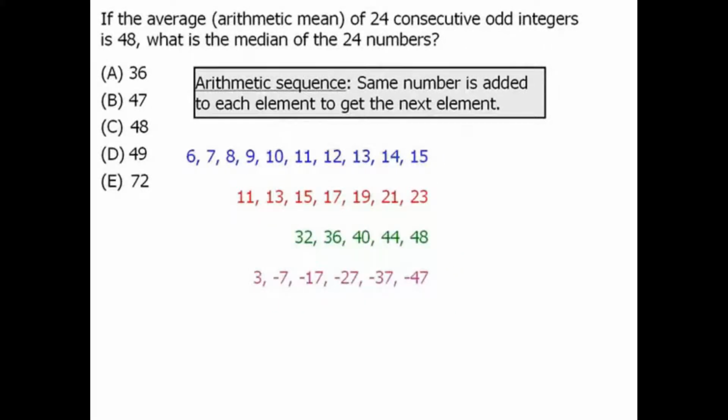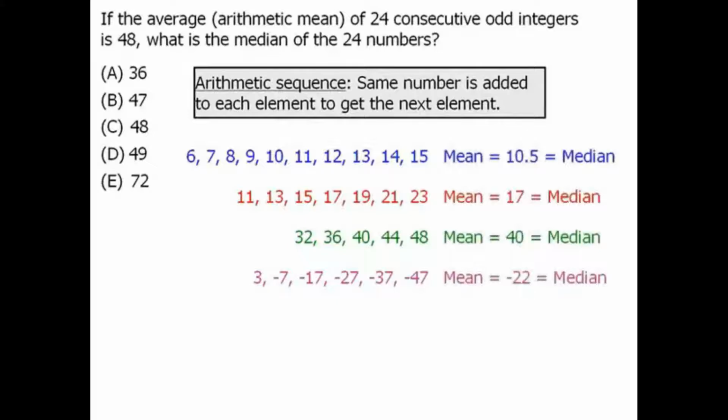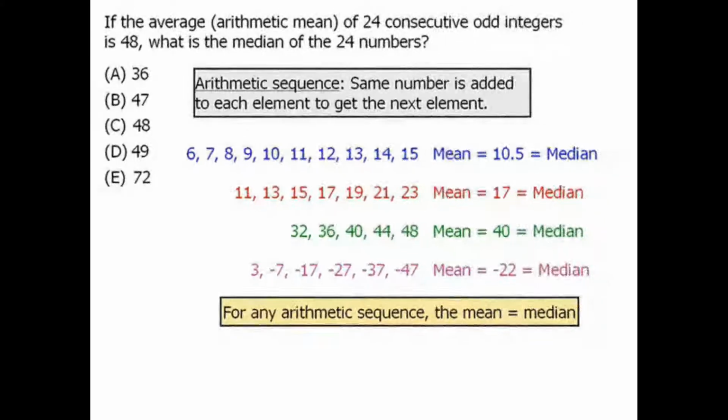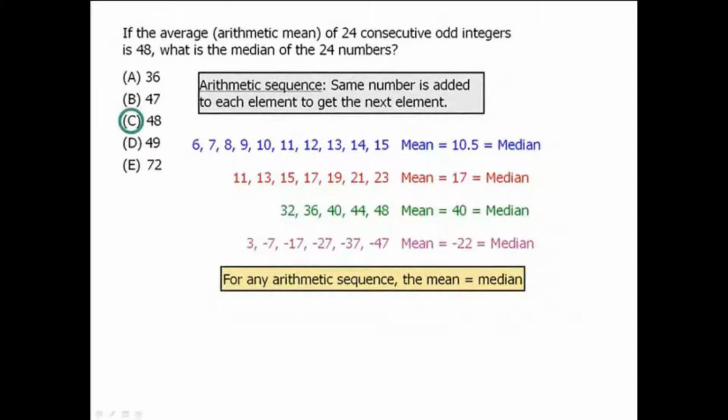Notice that in all of our arithmetic sequences here, the mean is equal to the median. In fact, we have a nice rule that says for any arithmetic sequence, the mean equals the median. So in our question, we're told that the mean of our 24 consecutive numbers is 48, so the median must be 48 as well. Our answer is C.